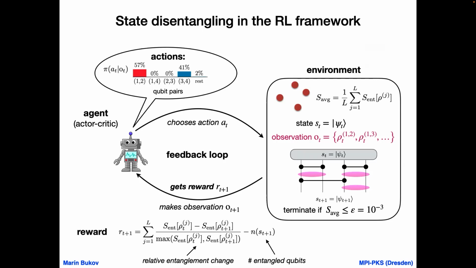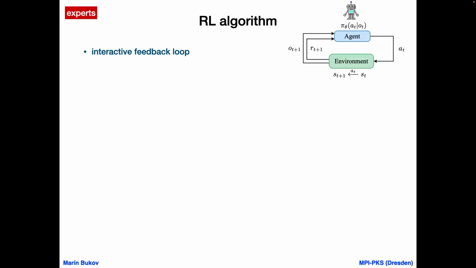And finally, what I need is I need to tell you about the reward. So what the whole business is supposed to do is it's supposed to minimize the average entanglement entropy. And as a reward, you can use actually many different functions. We've experimented with quite a few of those, and we can chat about them offline. But just to keep the discussion at a high level, it's essentially the relative entanglement change with respect to the previous step, minus the number of entangled qubits, which turns out to help. So that's overall the framework.